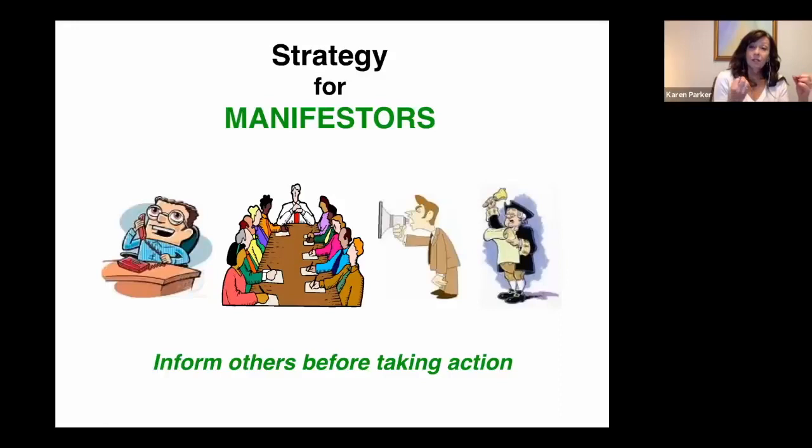That manifestor has to then take stock of everyone that's going to be impacted by their action and inform them. And the reason why they inform them is not to get permission. You're a manifestor, you don't need permission. It's so that everybody can move out of the way and you can go do what you're going to do without having to deal with the interference of people asking you things like, oh, what are you doing? Do you need help?